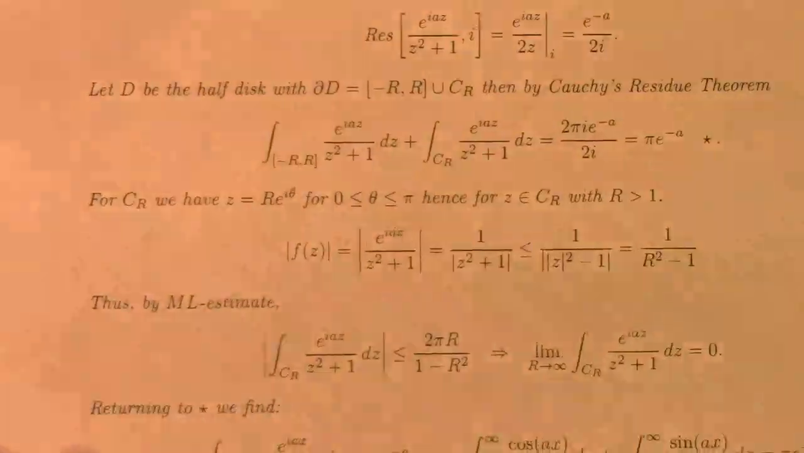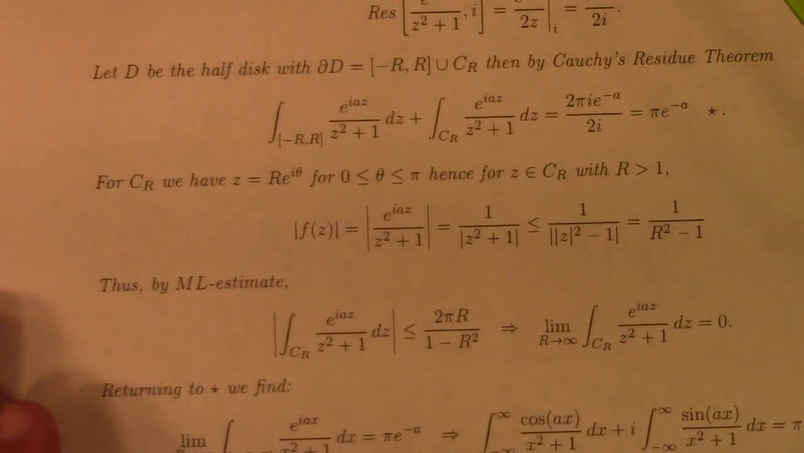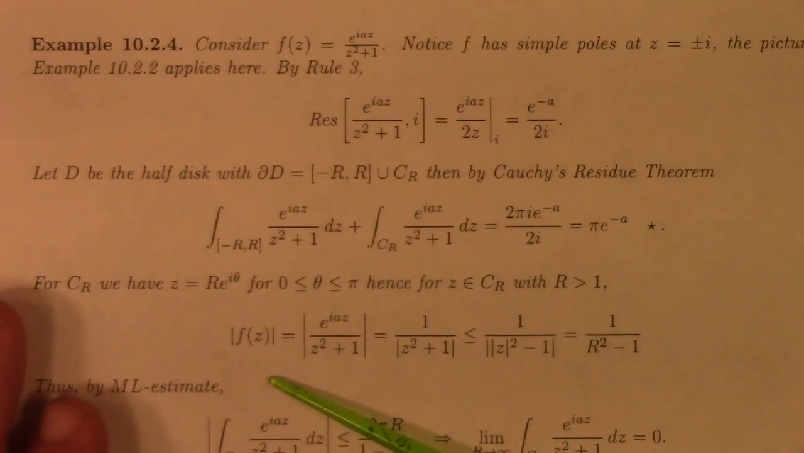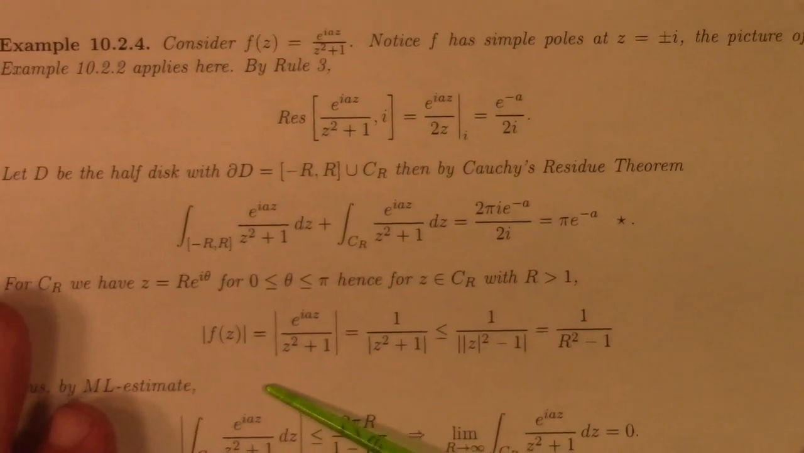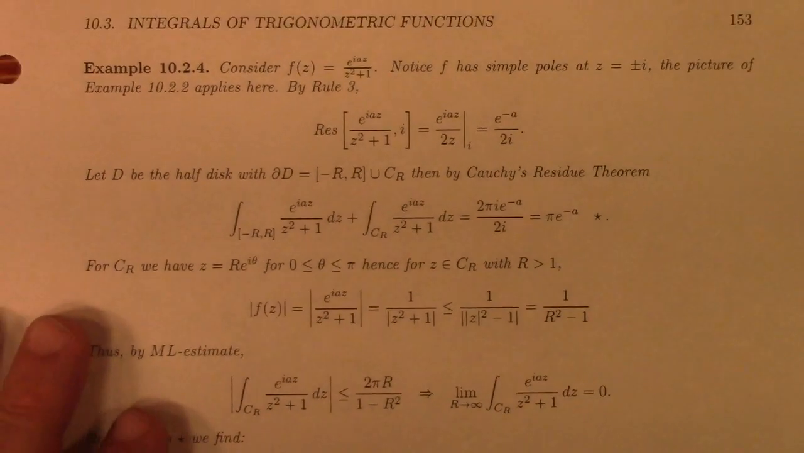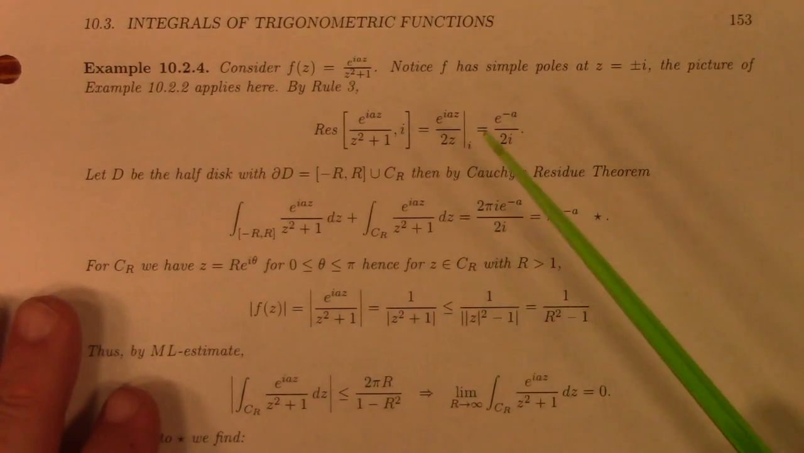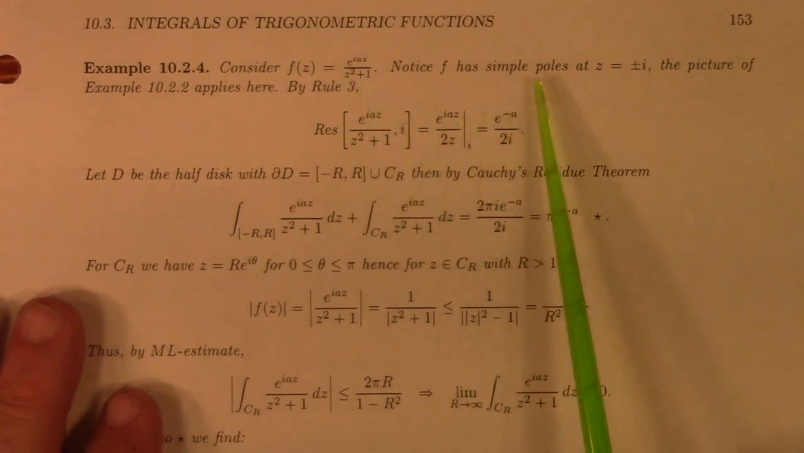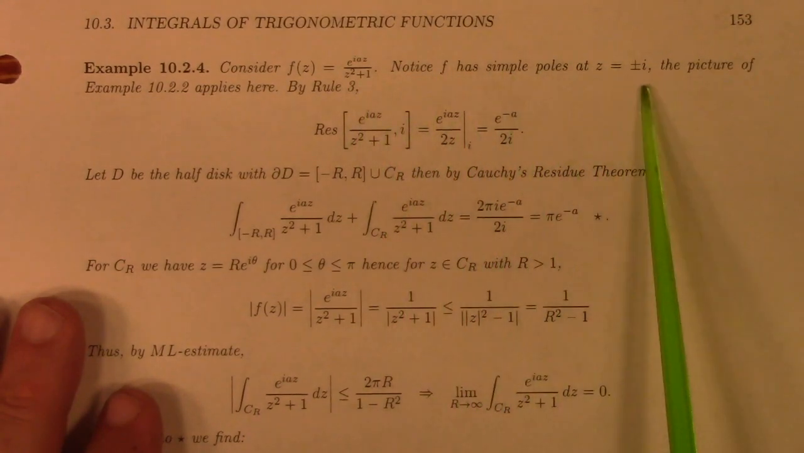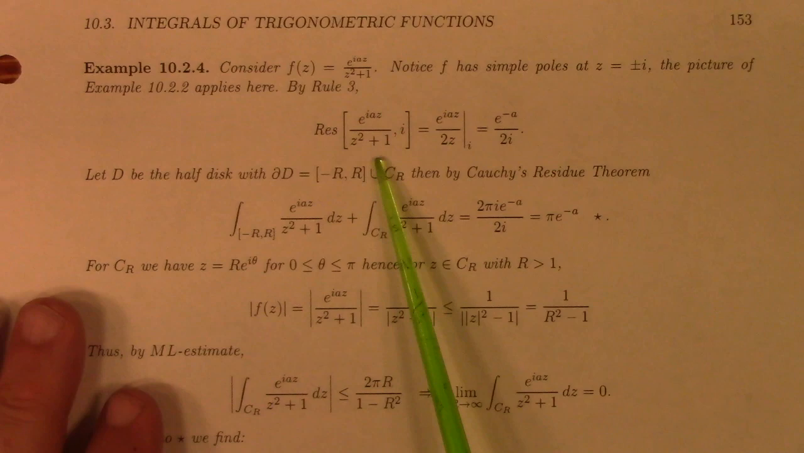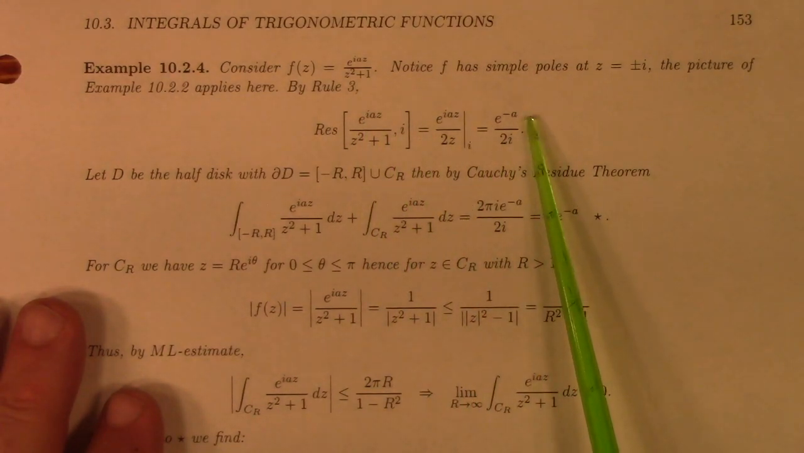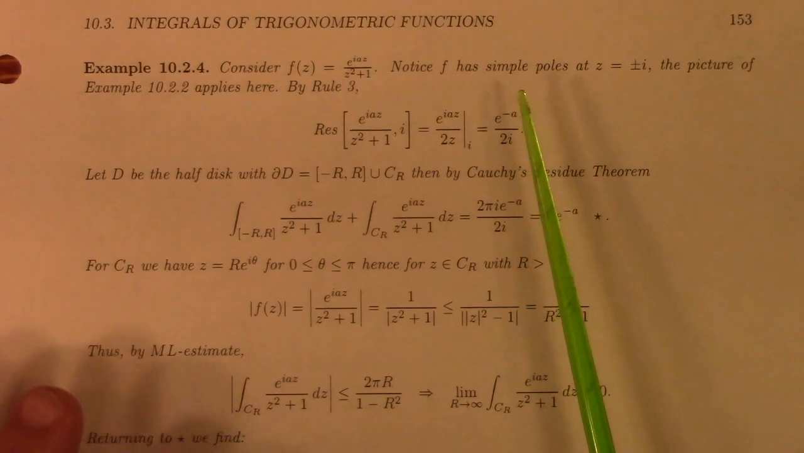So this one here, e to the iaz over z squared plus 1. Okay, so we've got simple poles at plus or minus i, and so we can calculate the residue of this thing, and it's e to the minus a over 2i.